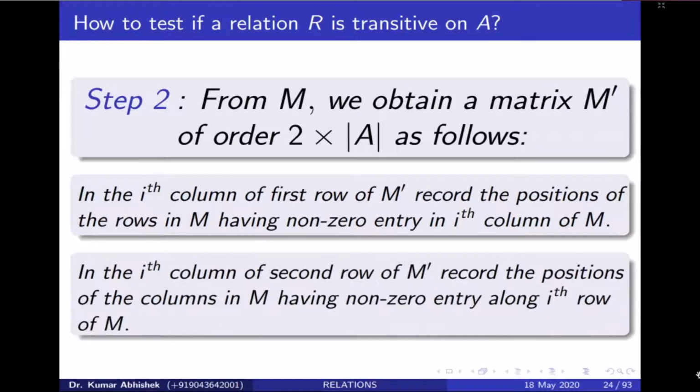And in the ith column of the second row of M dash, we record the positions of the columns in M having a non-zero entry along the ith row of M. I am repeating, in the ith column of the second row of M dash, we record the positions of the columns in M having a non-zero entry along the ith row of M.